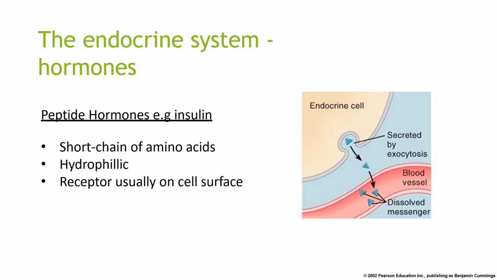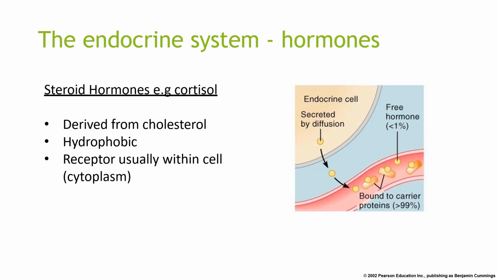Examples of hormones in the endocrine system include the peptide hormone insulin. This is a short chain of amino acids, hydrophilic, and the receptor is usually on the cell surface. There's also the steroid hormone known as cortisol, which is derived from cholesterol. It is hydrophobic, and the receptor is usually within the cell cytoplasm.